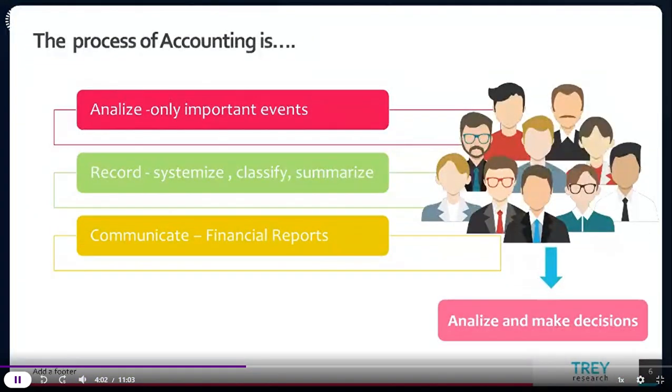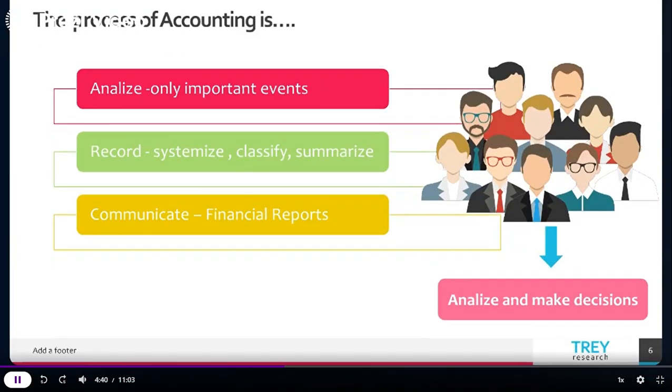Now, the process of accounting is analyze, record, and communicate this information that will be important for the people of interest, for the users inside and outside the company. So they will analyze and make important decisions. When I say analyze, I talk about analyzing only important events. Then they will record. That means systemize, classify, and summarize this information. And finally, communicate the financial reports.